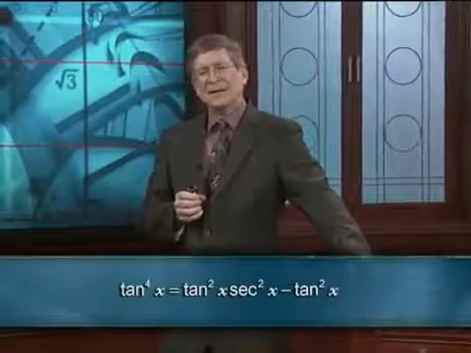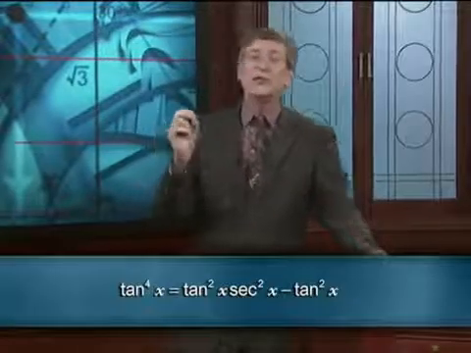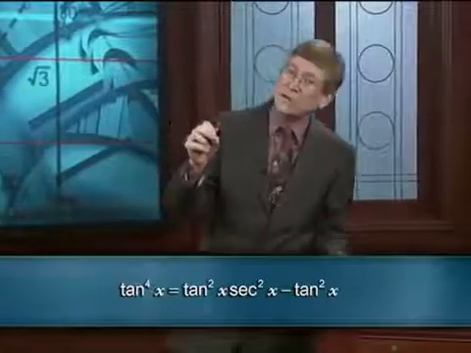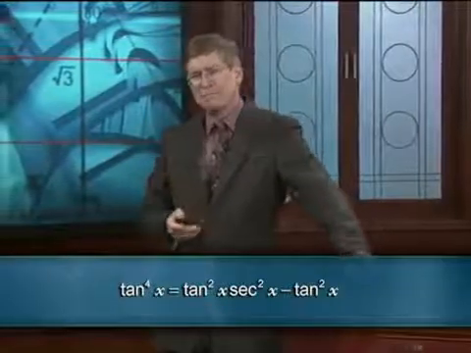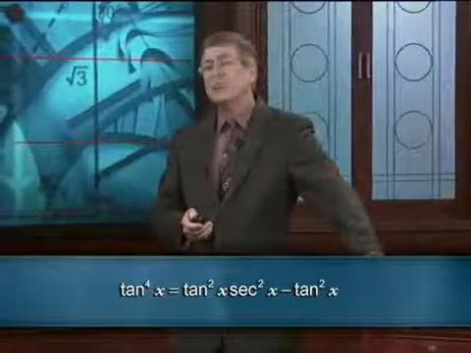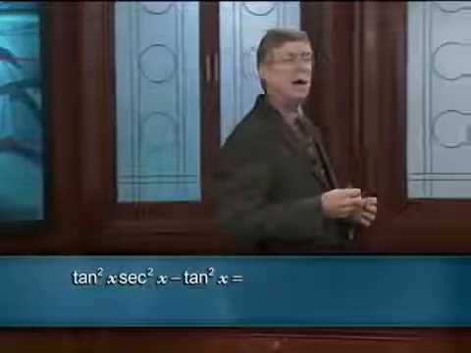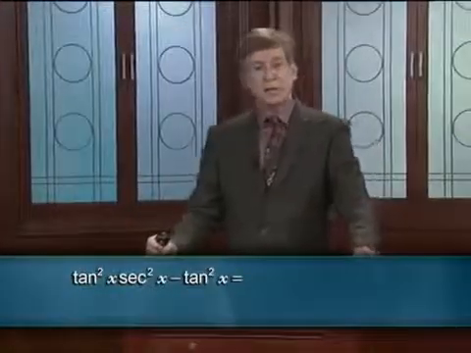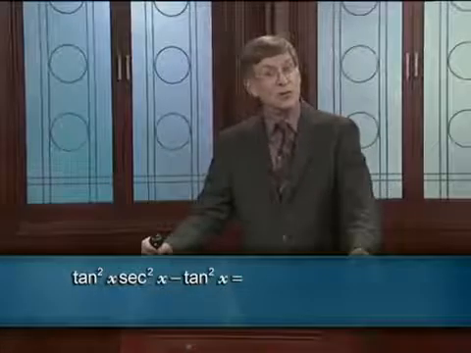Let's show an example from calculus again. I picked this problem out of a calculus book. And it said the following, that tangent to the fourth of x equals tangent squared x times secant squared x minus tangent squared x. Do we believe that? Is that an identity? Can we prove that? Well, let's try it. Let's start with one side. How about with tangent squared x times secant squared x minus tangent squared? And let's see if we can end up with tangent to the fourth.